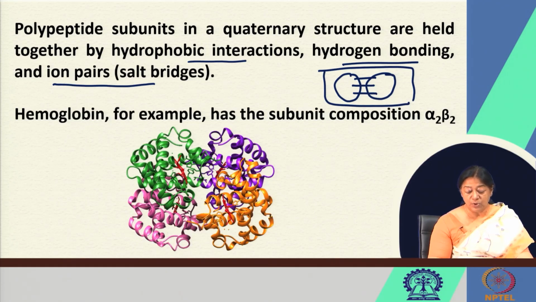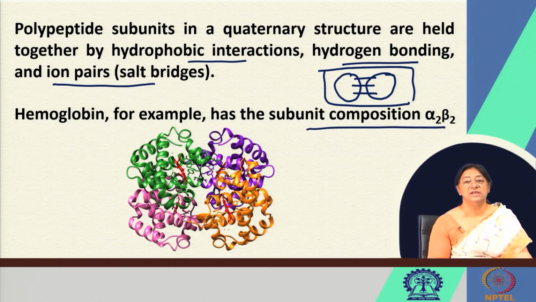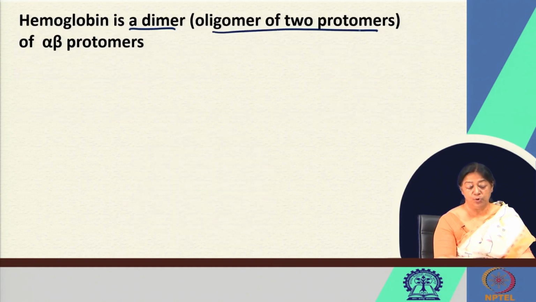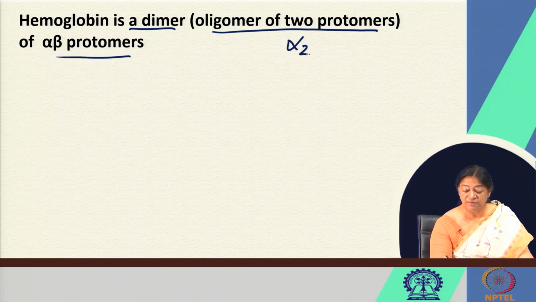For example, when we look at hemoglobin, we have a subunit composition as we saw in the last lecture, alpha 2, beta 2. So, why is it not that the alpha and the beta are disintegrating? What is holding these together? This is also important. So, we have a dimer, an oligomer of two protomers. These are alpha beta protomers in the sense that we have the alpha 2 and the beta 2, right.